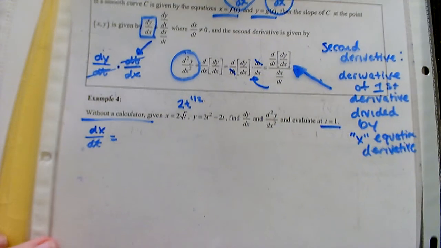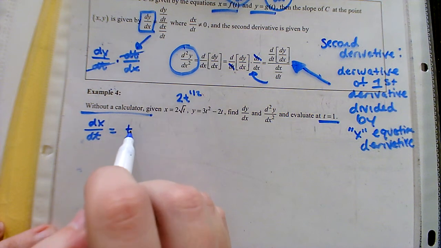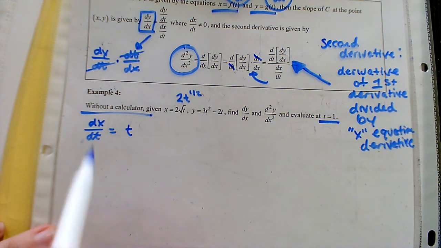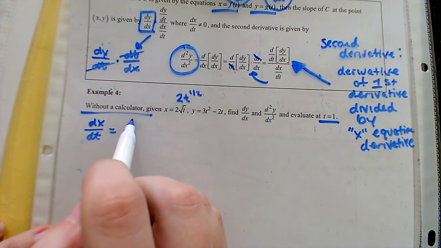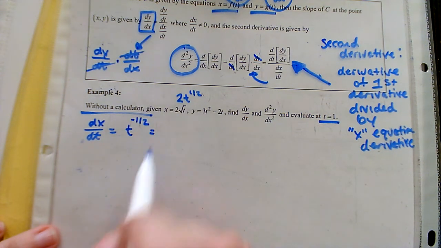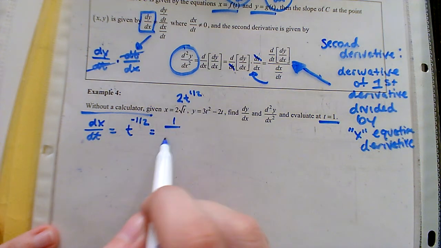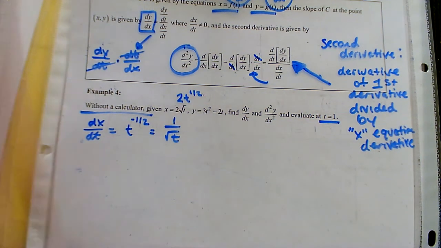What would that look like? T to the negative 1/2 power. And then maybe you want to rearrange it so that it's no longer a negative power. That would be 1 over the square root of t.